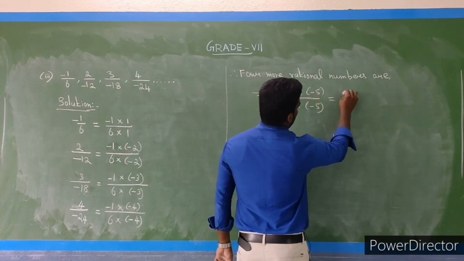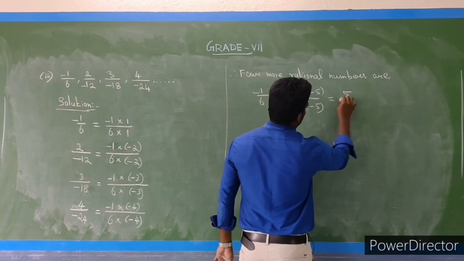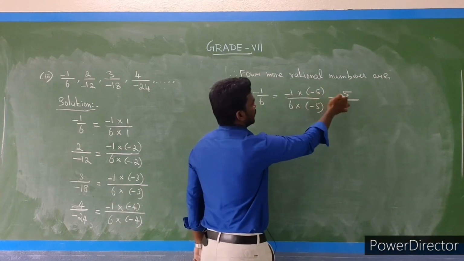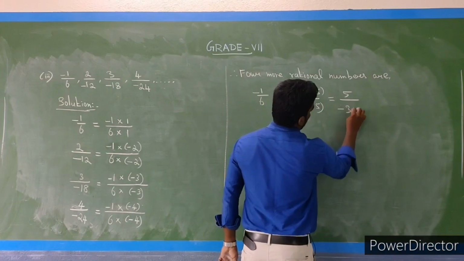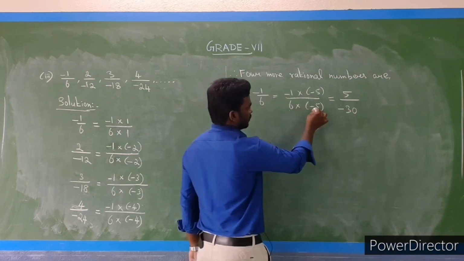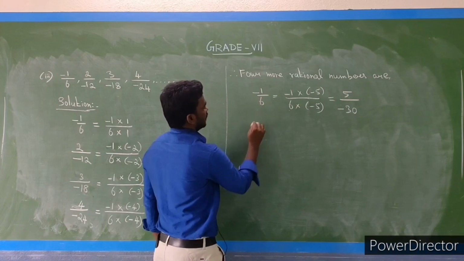So what is the value? 1 into minus 5, 5. That means minus 1 into minus 5 is plus 5. 6 into minus 5, what is that? Minus 30. 6 5s are 30 and plus into minus, what is that? Minus.